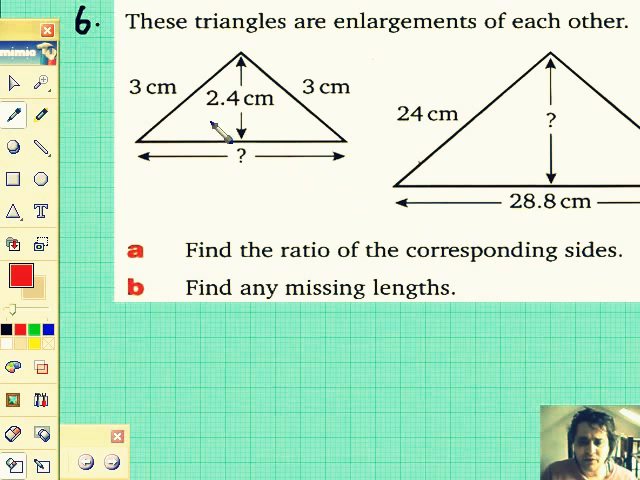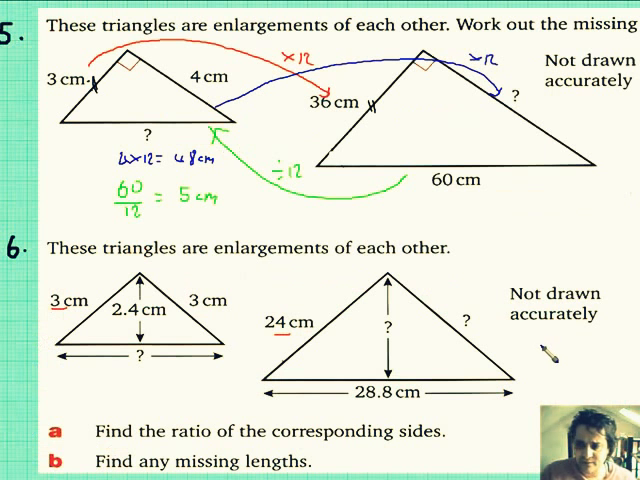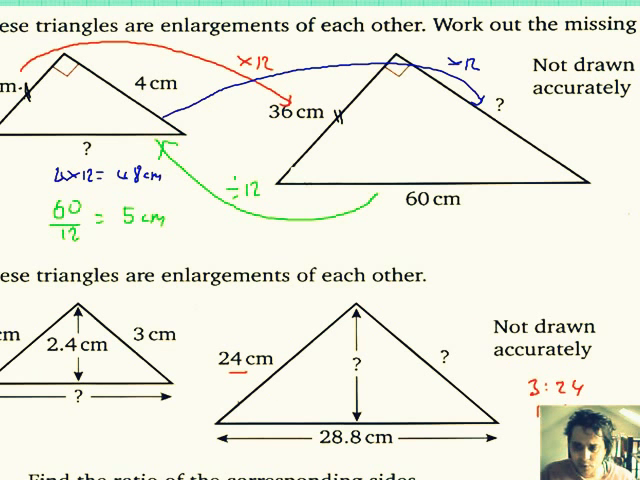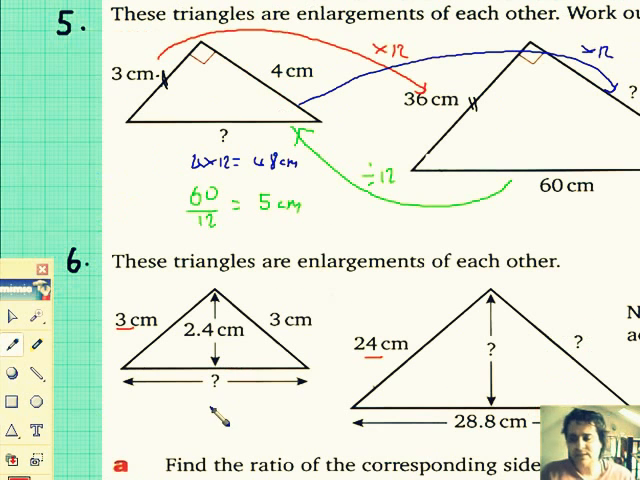Done. Question 6. These triangles are also enlargements of each other. What is the ratio of the corresponding sides? I've got the 3 and the 24. Let's just write it there. 3 to 24 is clearly 1 to 8. So that's the enlargement of times 8 compared to the baby one. So scale factor is 8. Find the missing lengths. If you're 3, you are also 24, because I'm multiplying you by 8.